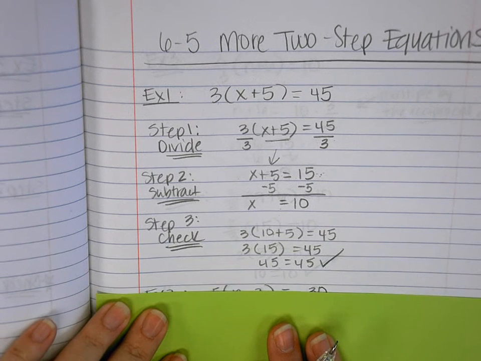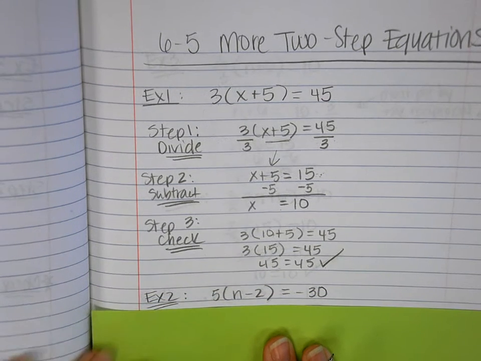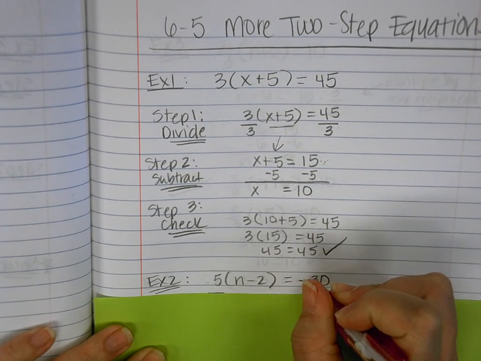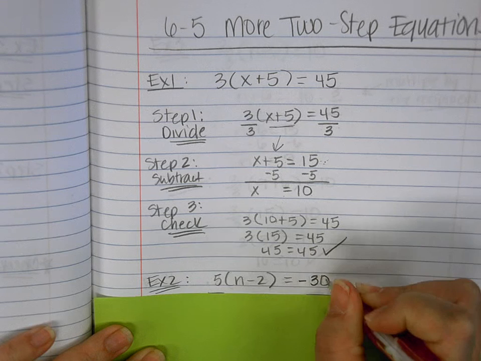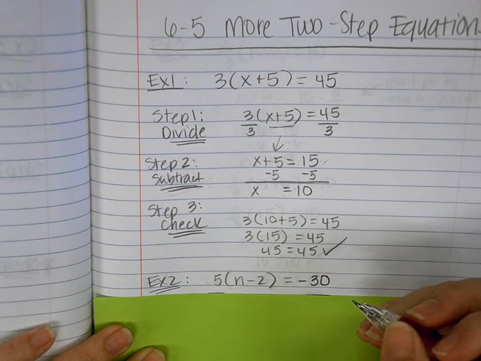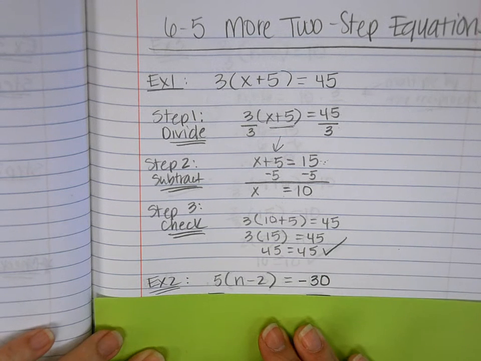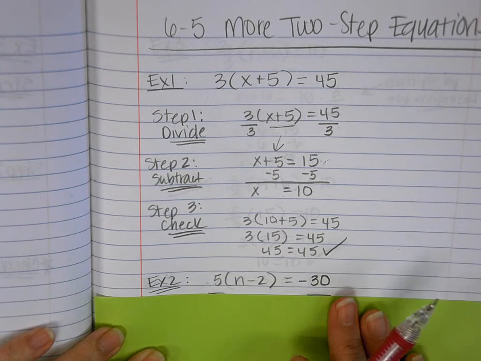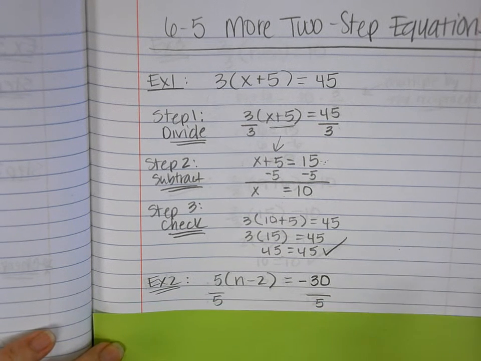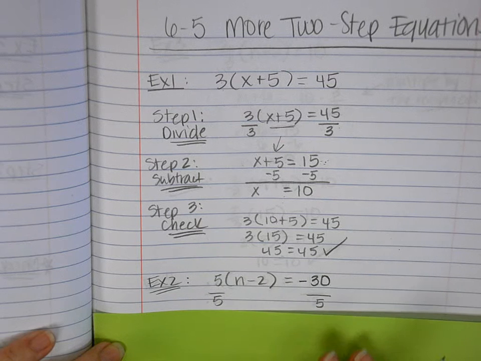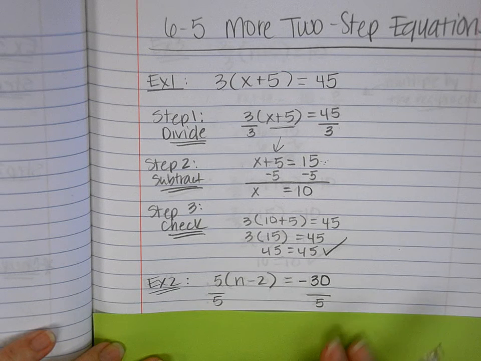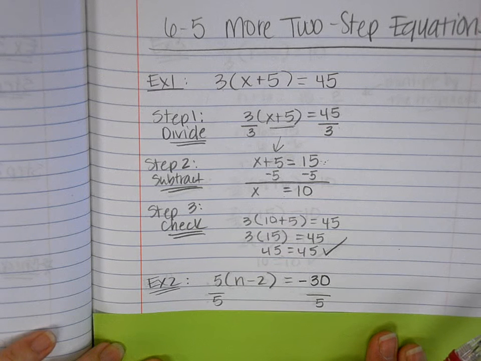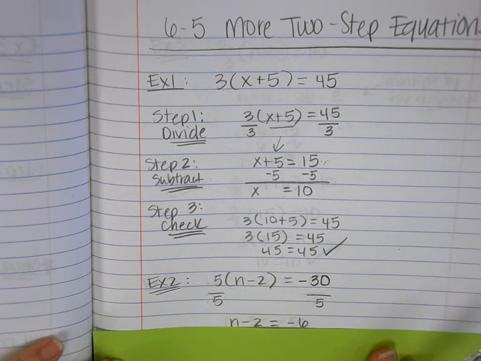Alright, the next one. Same thing. We have 5 times n minus 2 equals negative 30. So what should we do first? Divide by 5. Good. So first we divide by 5. Now we should get n minus 2 equals negative 6.